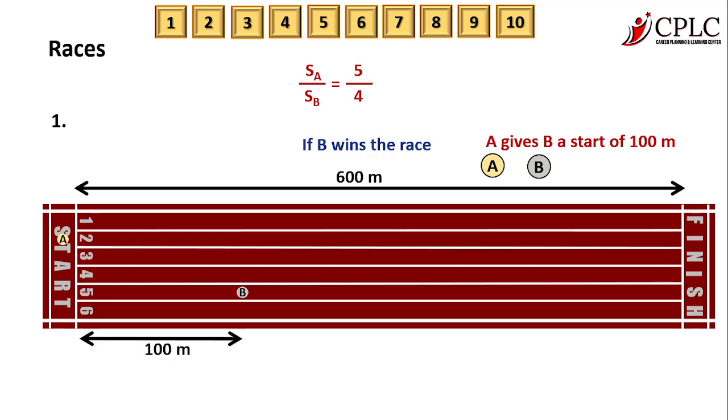If B wins the race, we have to calculate their distances, and speed and distance are directly proportional. So whatever distance is covered by B, the corresponding distance is covered by A according to their speeds. Since we are assuming that B wins the race, for B to win, he has already covered 100 out of 600 meters. He has to cover only an additional 500 meters. So let's assume that he does an additional 500 meters. Now let's calculate the distance of A.